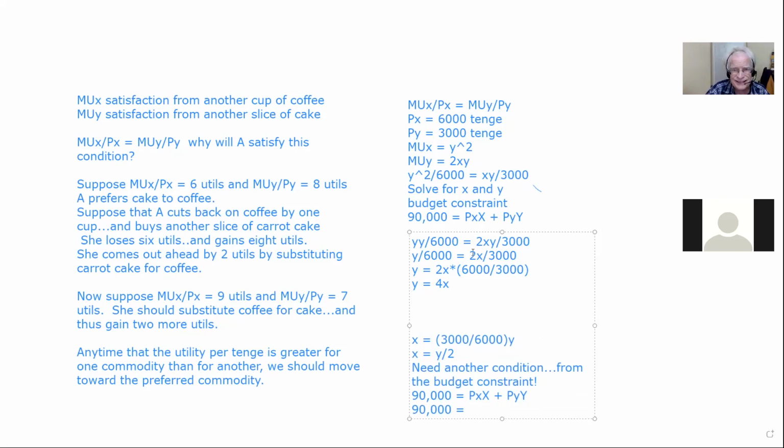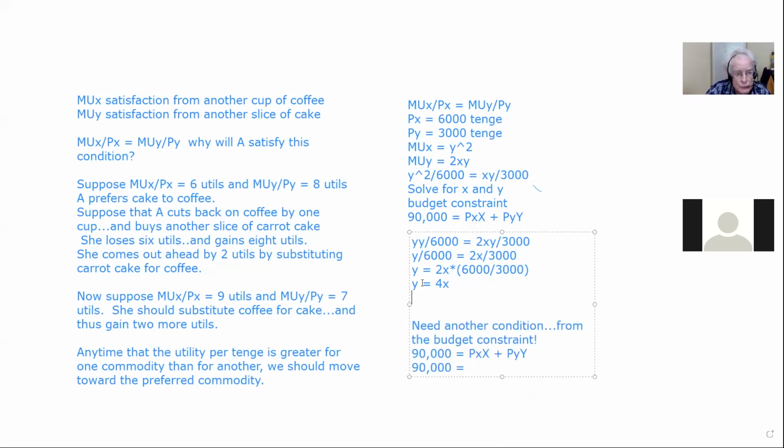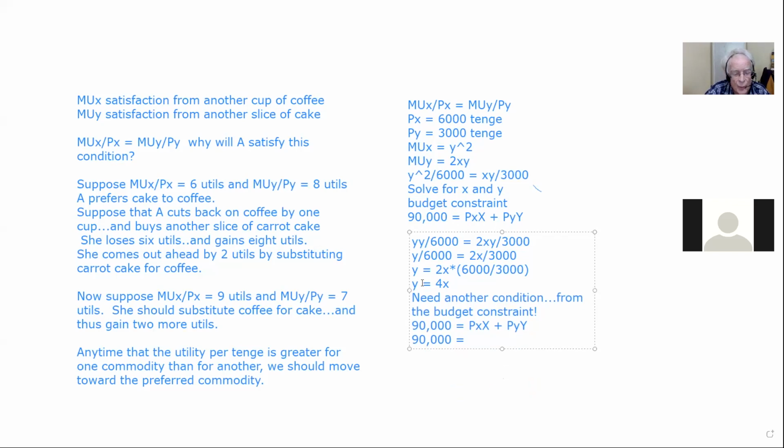Okay, so far. So now we can bring in the budget constraint. The price of X is 6,000 times X and 3,000 for Y.